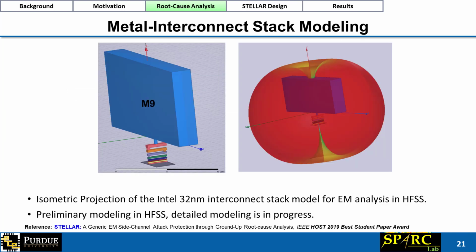This slide shows the metal stack model in the HFSS simulator. The far-field radiation pattern in HFSS is analogous to an infinitesimal dipole. This is a preliminary modeling to study the relative effects of the metal layers. A detailed modeling with an actual circuit layout is an ongoing study.